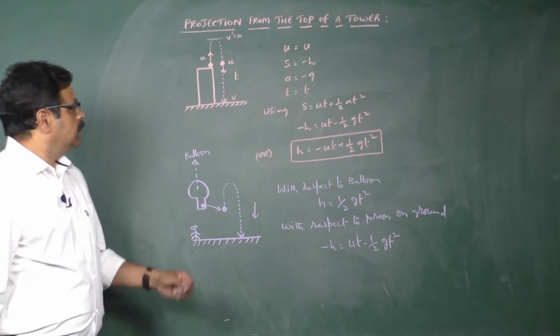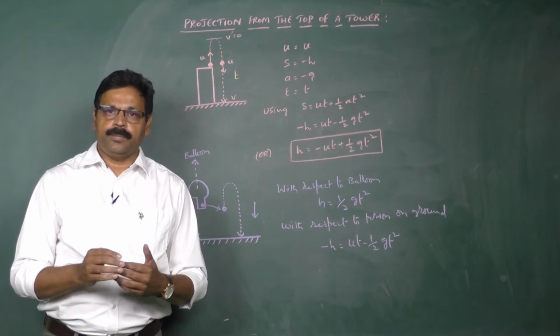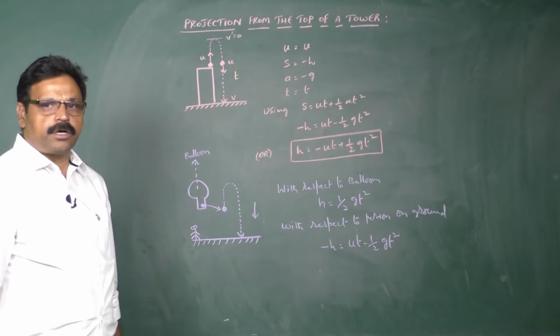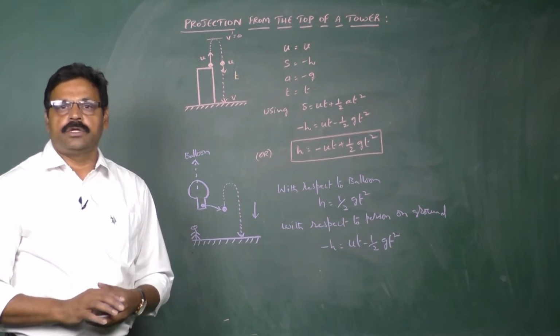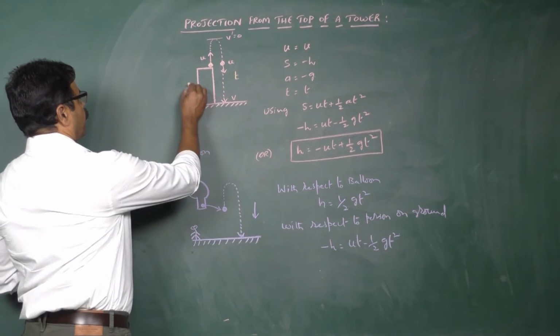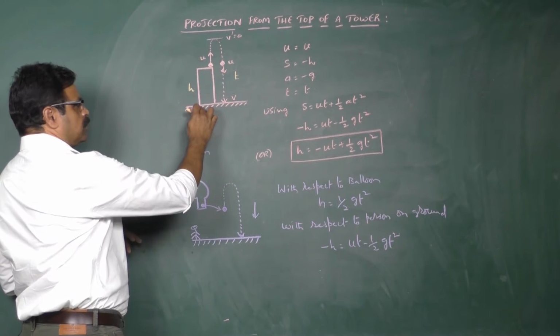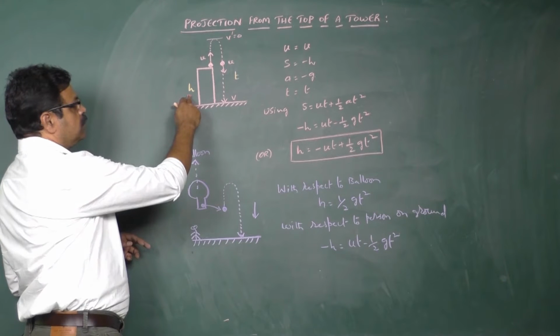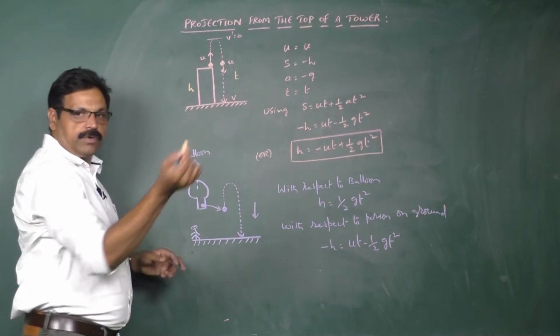Now we are going to look at the motion of a body when it is thrown vertically up from the top of a tower. And this concept is helpful in finding out the height of the tower. Here see that whenever a body is thrown from the top of a tower of height h, the tower height is given as h.